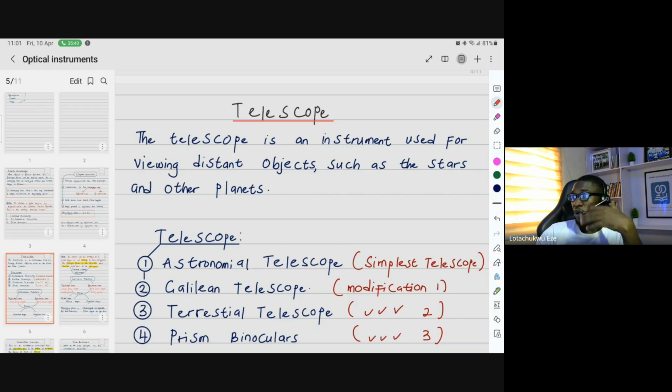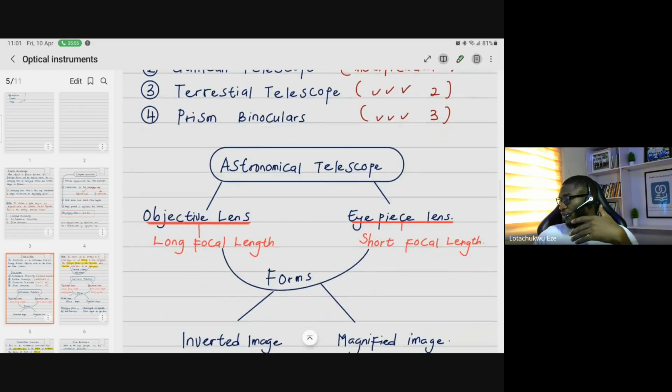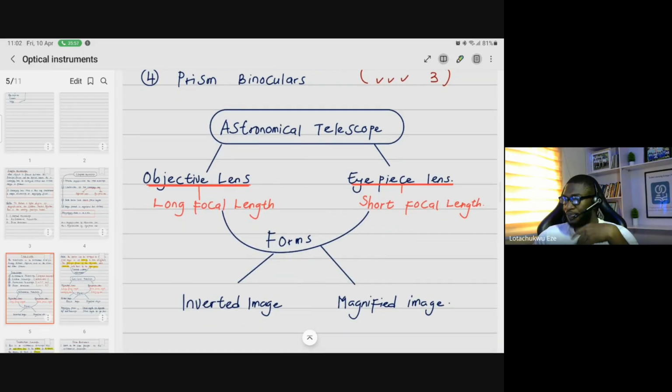So now we're going to look at the key changes that happened for each of them, from the astronomical telescope to the Galilean telescope to the terrestrial telescope to the prism binoculars. We're going to look at what happened there for their transformations. So first off, let's look at our astronomical telescope.